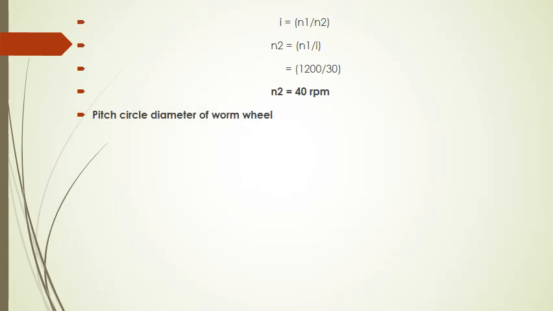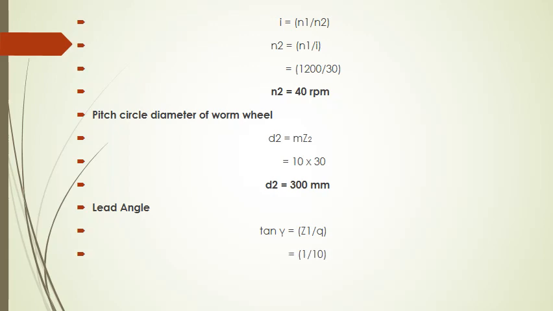Now pitch circle diameter of the worm wheel is given by D2 is equal to M into Z2, which is equal to 10 into 30, so D2 is equal to 300 mm. Now lead angle is given by tan gamma is equal to Z1 upon Q. Therefore 1 divided by 10. Therefore gamma is equal to 5.71 degree.